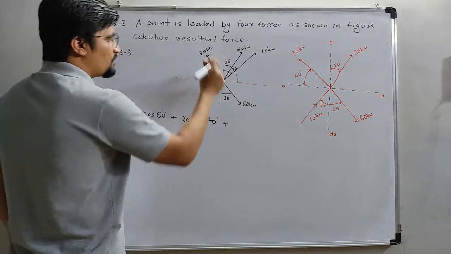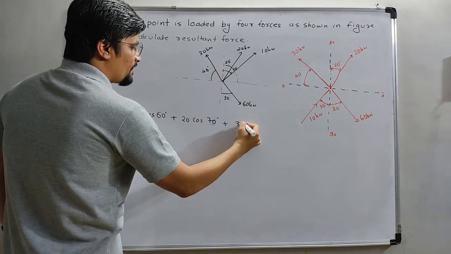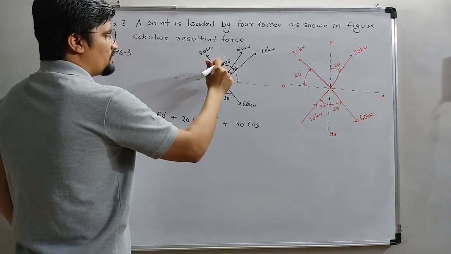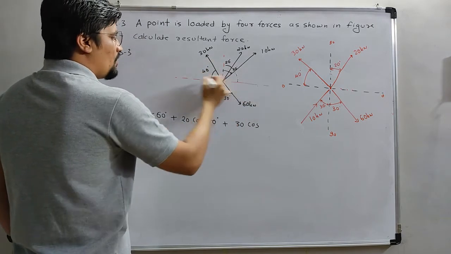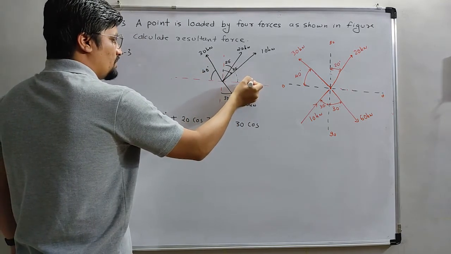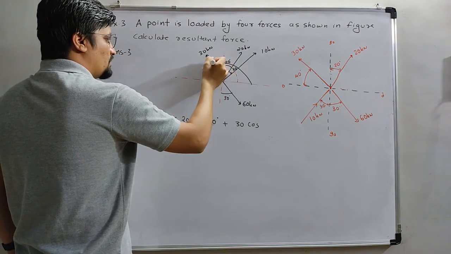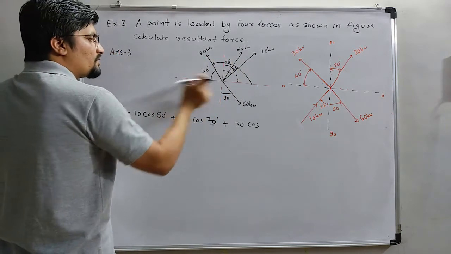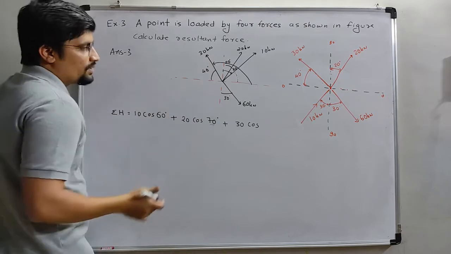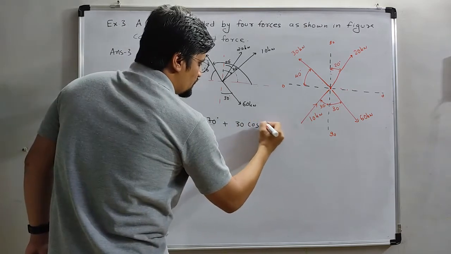Plus, now coming to this force, 30 cos, this is 40 degree, and this all is 180. From here to here we need to measure. So this is 180, so 180 minus 40 means it is 140 degree.